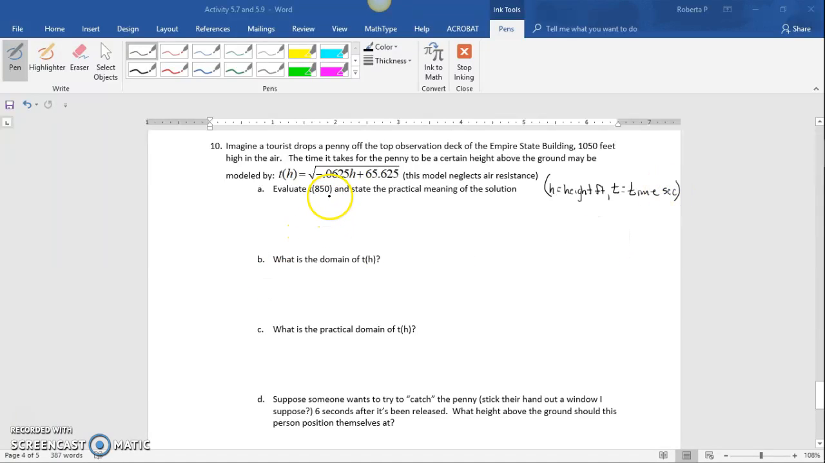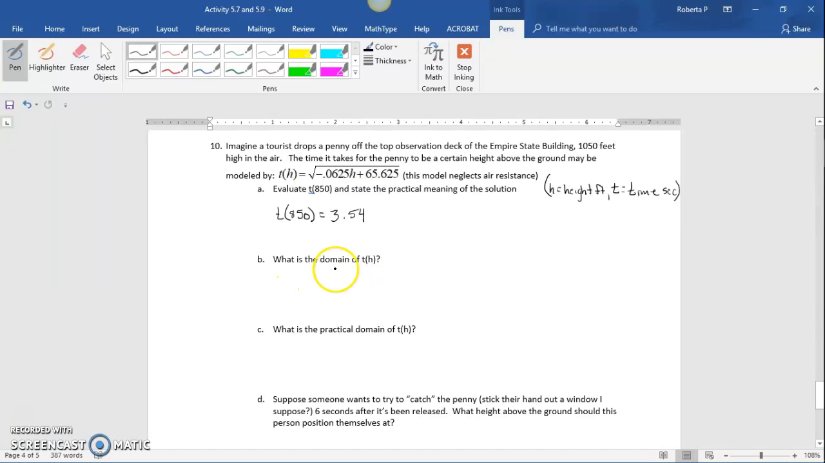Okay, so t of 850, so let's plug in 850 into our equation and come up with an answer. So we end up with 3.54 seconds, and it says if the penny is 850 feet above the ground, then that means it took 3.54 seconds to drop from 1050 to 850.